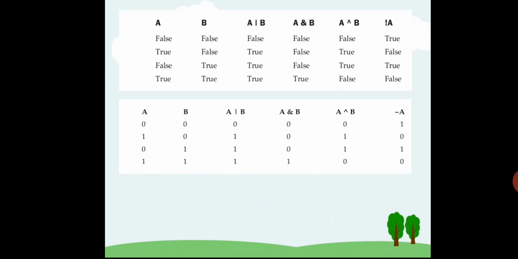If it is 0, you have to write 1. If it is 1, you have to write 0. If it is false, you have to write true. If it is true, you have to write false. So you have to write the completely opposite value whenever you go for that negation concept. So in the second line you can see true, false is true, false.